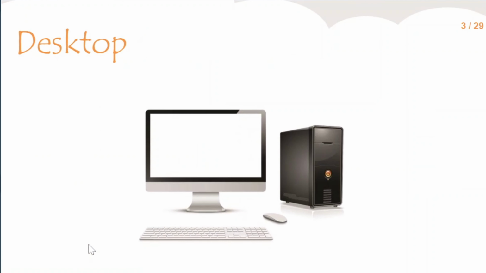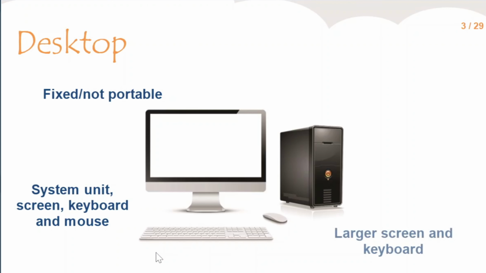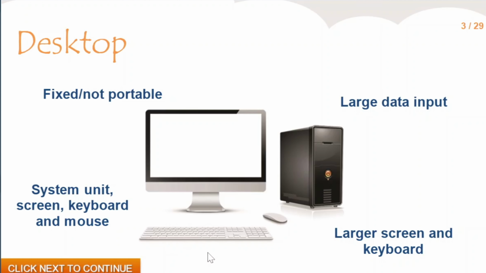A desktop computer comprises a system unit, a screen, a keyboard, and a mouse. It may have other accessories like speakers, printers, and scanners. It is normally placed on a desk or a table and is not easily portable. Desktops are most frequently used for ergonomic comfort when at a fixed workplace or location. The large screen of the desktops and the keyboard make data input easier.